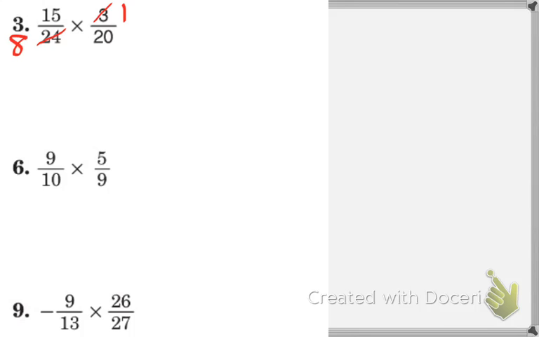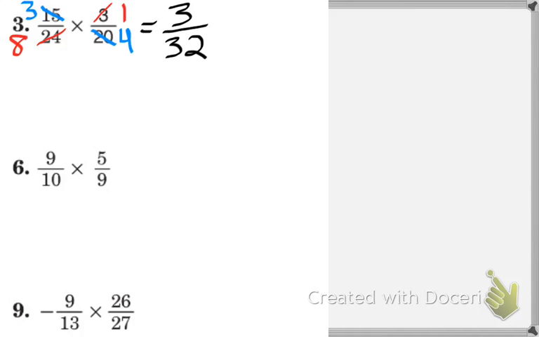Now let's go in the other direction. 15 and 20. Good. Finally have an example where it wasn't one of those numbers. 5 goes into both of those. 5 goes into 15 3 times. 5 goes into 20 4 times. So now when you multiply straight across, we have much smaller numbers to deal with. Up top we have 3 times 1. Well, that's just 3. And on bottom we have 8 times 4. 8 times 4 is 32.